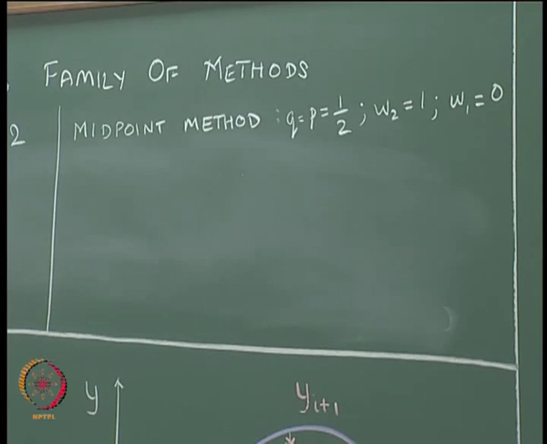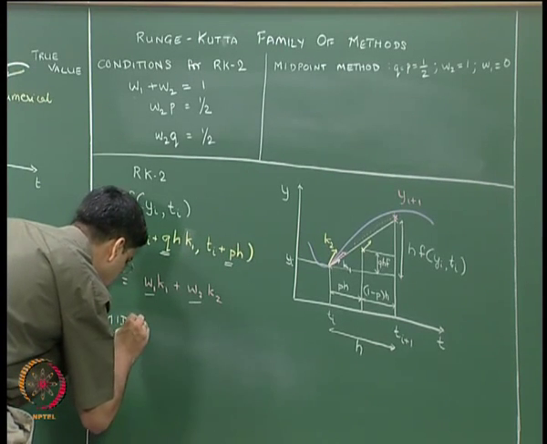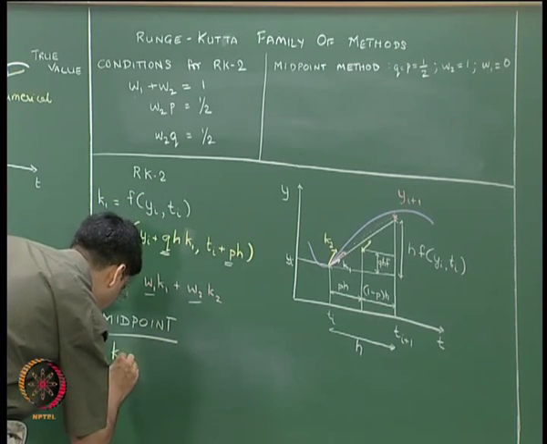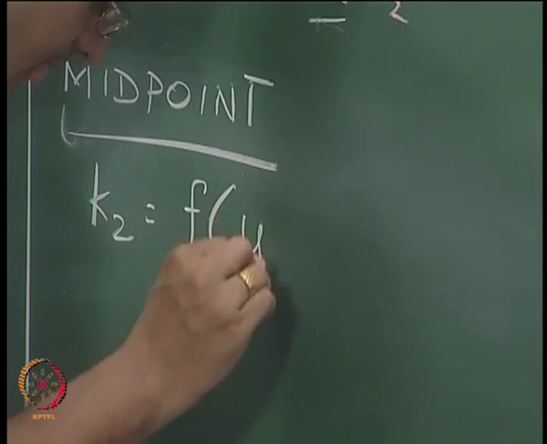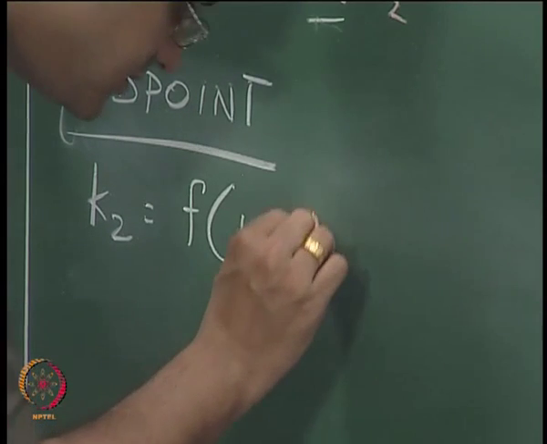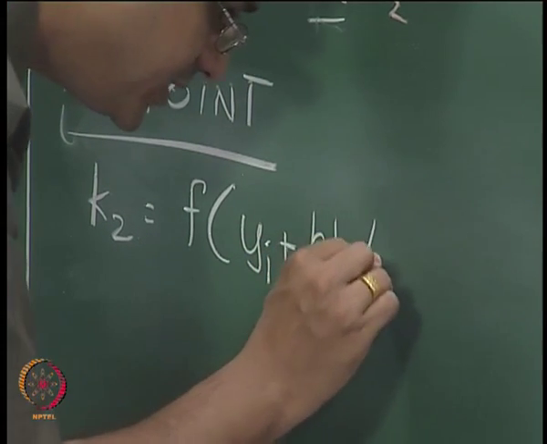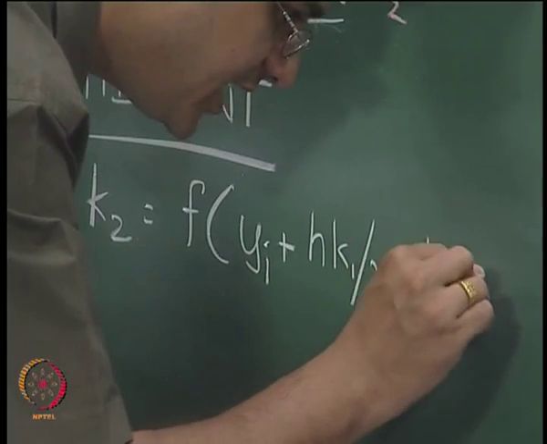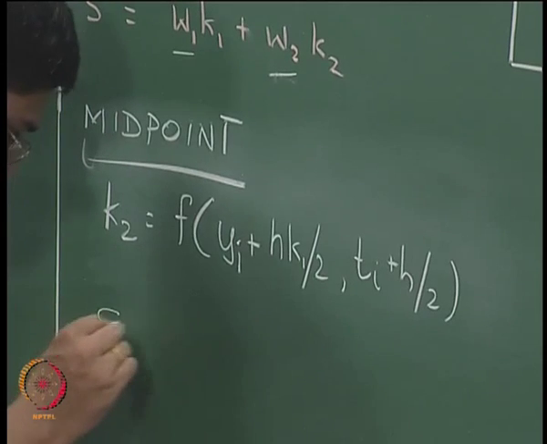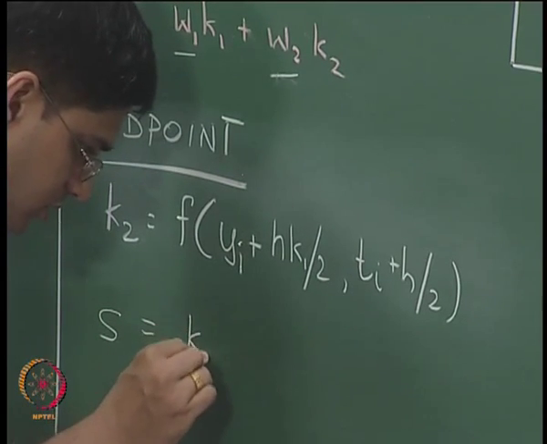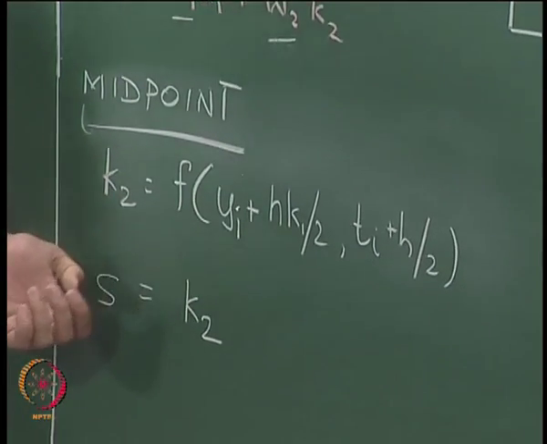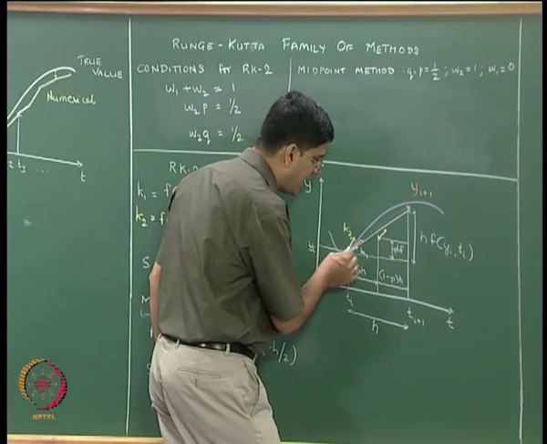So I will write down the expression for the midpoint method. k2 is f of yi plus h k1 by 2 comma ti plus h by 2, and s is going to be equal to k2. Okay. So the slope that we will use for the midpoint method is nothing but the slope that is computed at the midpoint.